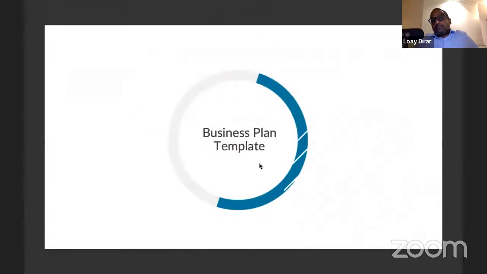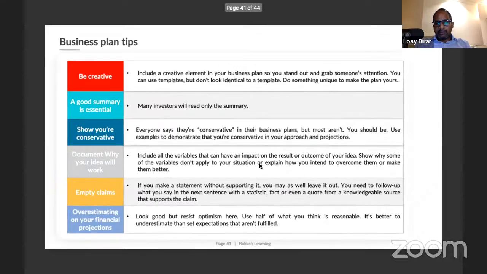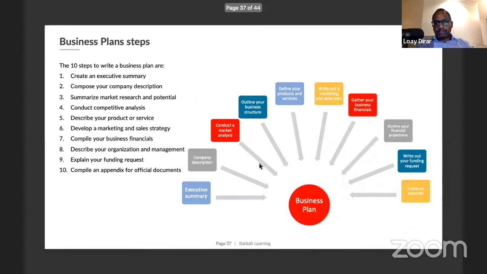Usually, when it comes to the business plan template, the business plan, as we mentioned, consists of 10 parts, which includes all the 9 parts here, plus an appendix at the end. So these are the main components of your business plan.